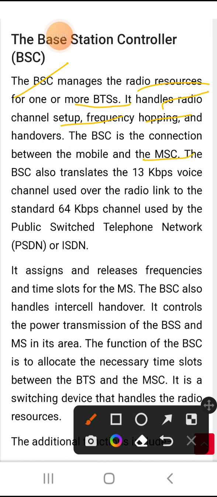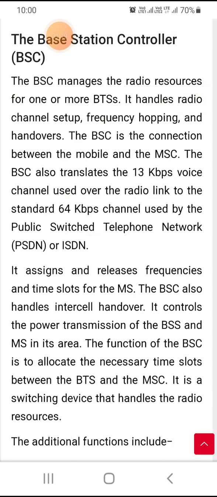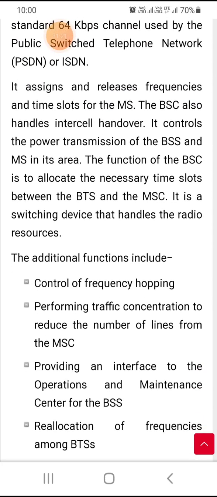The BSC also translates the 13 kbps voice channel used over the radio link to the standard 64 kbps channel used by the public switched telephone network and ISDNs. It assigns and releases the frequency and time slot elements.